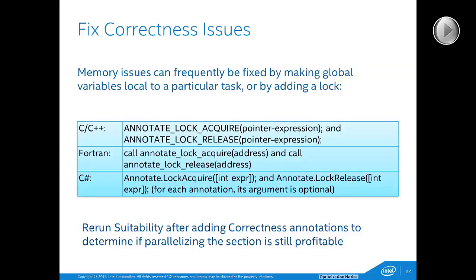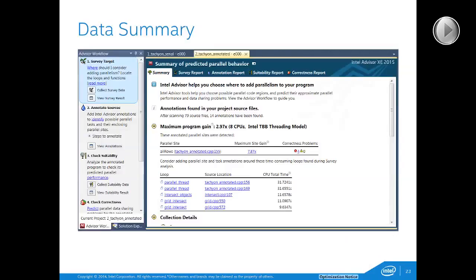Once you've done this, you'll probably need to rerun suitability, because it is completely possible, depending on the code, that if you put in enough locks to avoid the correctness issues, you may lose the value of parallelizing. It may cost you so much in lock overhead that it's not worth it, or it's certainly not the best thing to try right now. So once you've done this, you need to rerun suitability.